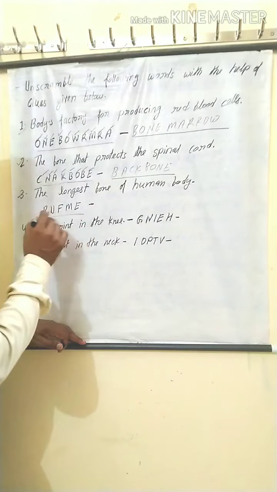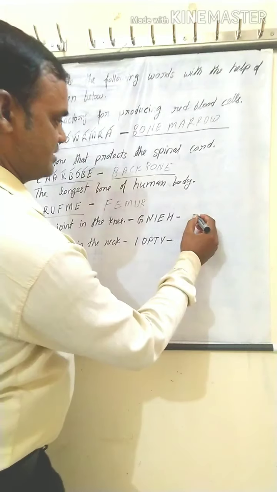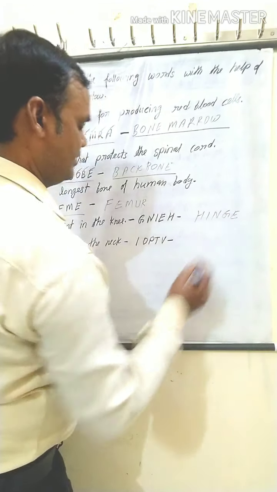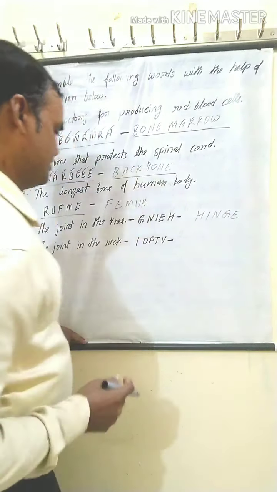Next, fourth number, the joint in the knee. Which type of joint is in the knee? Hinge. H I N G E. Hinge joint. The joint in the neck. Which type of joint is found in the neck? Pivot. Pivot joint.